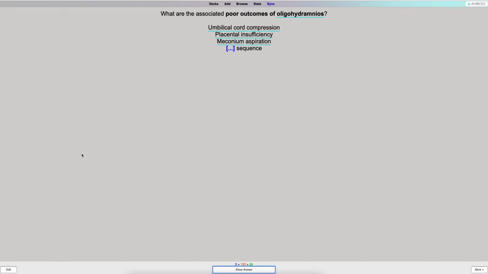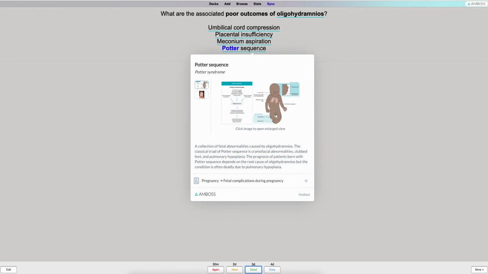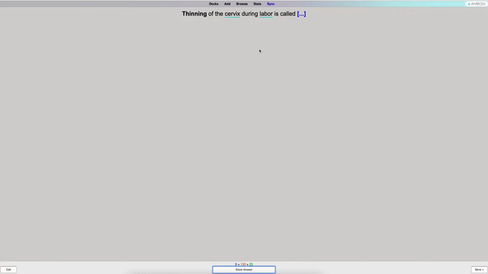Poor outcomes of oligohydramnios include Potter sequence. Thinning of the cervix during labor is called effacement. Immunocompromised individuals should get a Pap smear every year until 3 normal Pap smears, and then every 3 years. And this test is used to diagnose endometriosis.